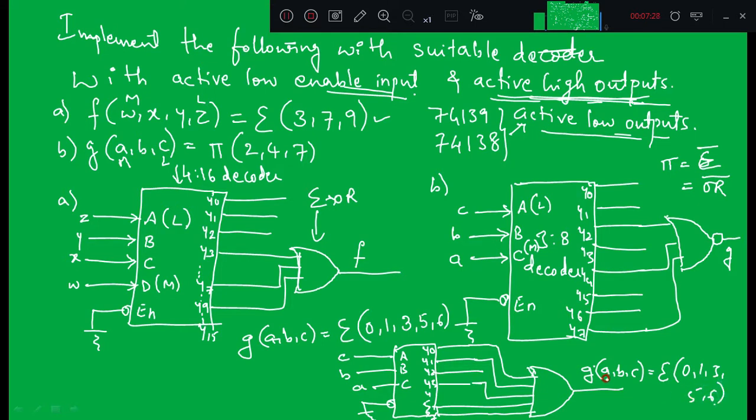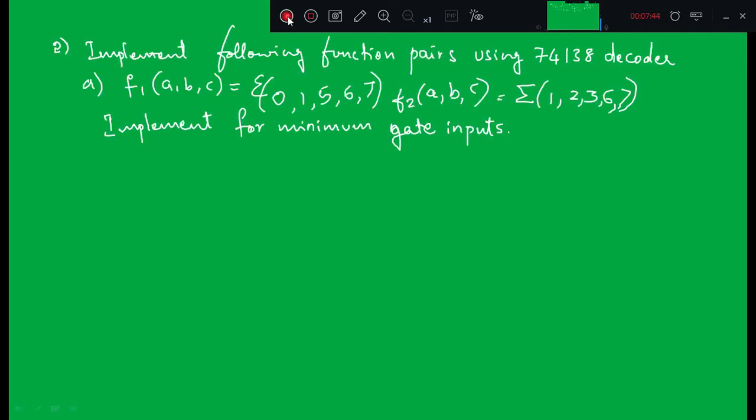Okay, the same function can also be modified like that. Pi is modified to sigma, and then we will solve the function. Okay, let me solve some more problems on decoder, and today we will wind up this decoder part.